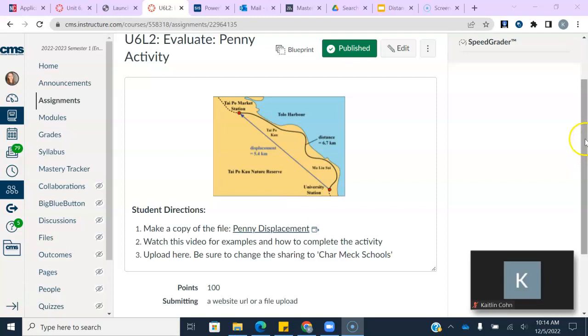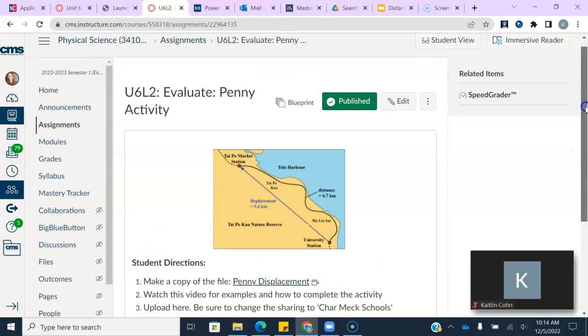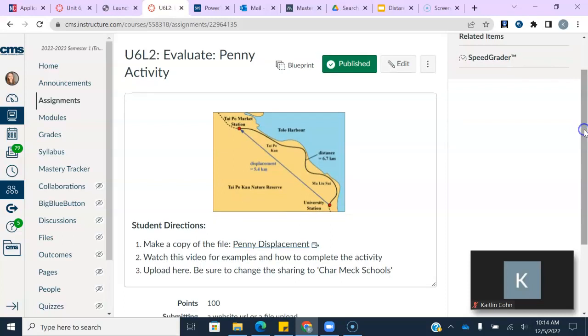Hey guys, so today you are going to be doing some practice with displacement versus distance. So you're going to do a little activity. This is one that if we were not virtual would be printed out and you would be given a physical penny. But since we are virtual, everything is adapted for us. So there's going to be a little penny in the activity and I'm going to show you exactly what we're going to do with it.